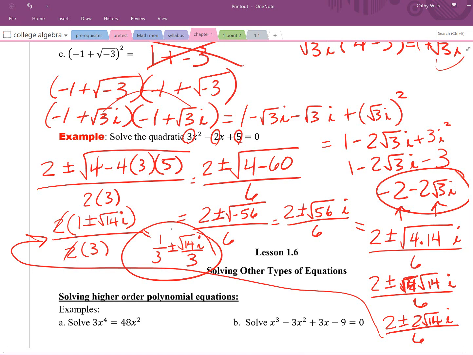And you've got your real part first, your imaginary part second. That's how you need to write it. Completely separate. Real part first, imaginary part second.